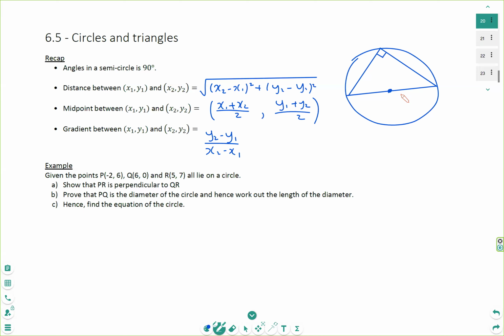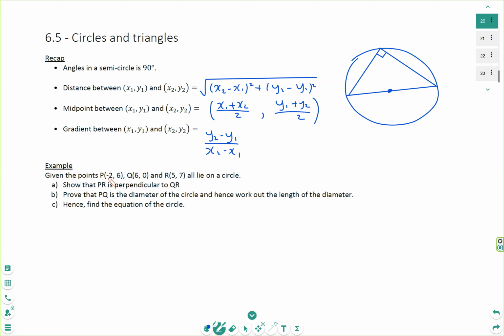Right, so angle in a semicircle: when one of the sides is the diameter, then the opposite angle will be a right angle. Distance formula: x2 minus x1 squared plus y2 minus y1 squared, square root. Midpoint: add up the x coordinates, half it. Add up the y coordinates, half it. Gradient: y2 minus y1 over x2 minus x1. We're going to use all of these today in this lesson.